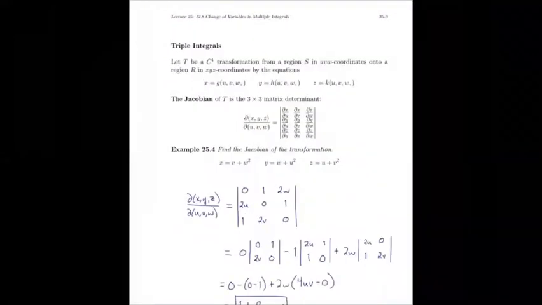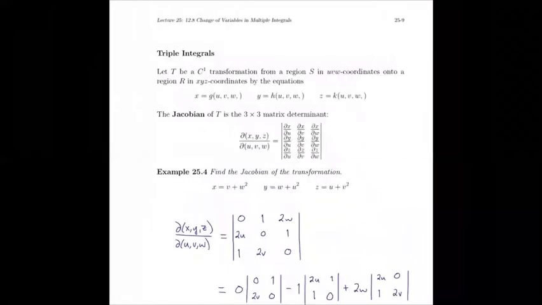We can develop the same theory we did before for triple integrals, and we'll only have one or two exercises like this, but the Jacobian for such a C1 transformation from R3 to R3, or subsets of R3 to subsets of R3. We'll have x equals a function g of u, v, and w, similar for y and z. Our 3x3 Jacobian matrix determinant is the following.